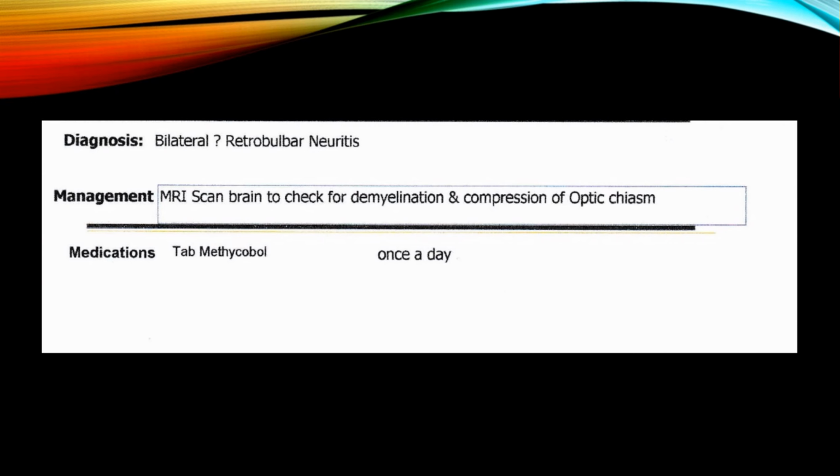Looking at it, there was no optic disc swelling, so the initial diagnosis was bilateral retrobulbar neuritis. So an MRI scan to check for demyelination and compression of the optic chiasm was ordered. Symptomatically, the patient was given vitamin B12 as methylcobalamin to be taken once a day. The patient was then followed up after the MRI scan report was retrieved.